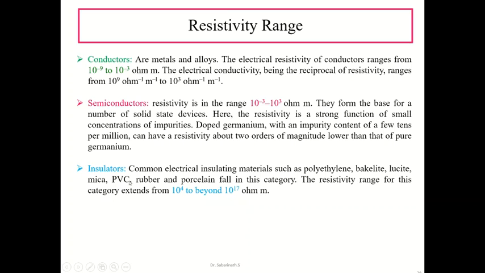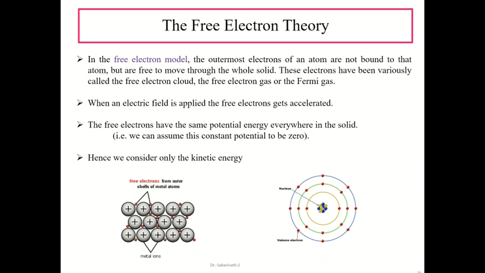And insulators, common electrical insulating materials, for example polyethylene, bakelite, lucite, PVC, rubber, etc. All these materials fall under insulators, and the resistivity range is from 10 raised to 4 to beyond 10 raised to 17 ohm meter.